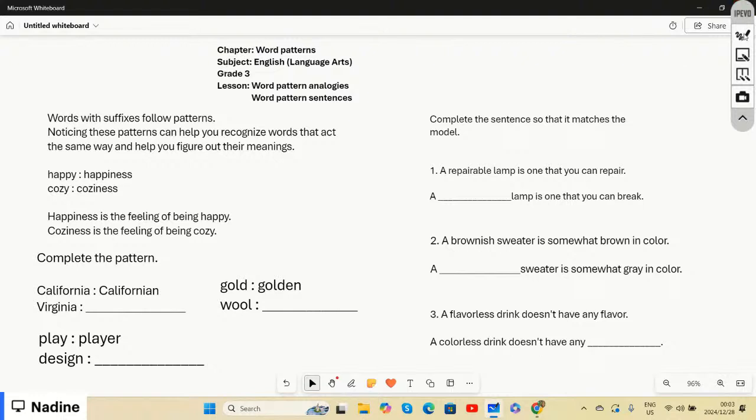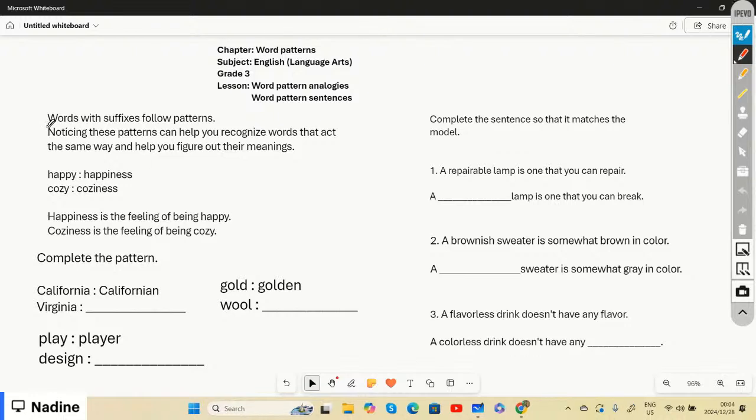So when it comes to word patterns, it's almost like a pattern that you follow when it comes to specific words. And how do we even know what pattern to follow? We specifically look at the suffixes. Words with suffixes follow patterns.